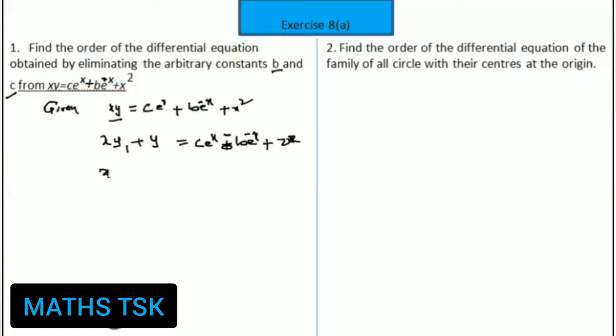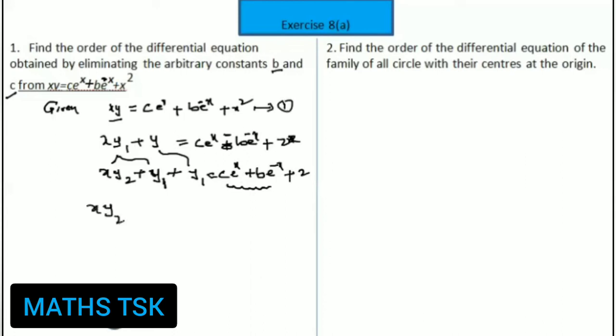Again differentiate, we'll get xy2 plus y1 into x derivative 1, and then plus y1 from the derivative of y, which is y1. This is equal to c into e power x derivative, again minus of minus, plus b e power minus x, plus 2x derivative is 2. So what is the value of c into e power x plus b into e power minus x from equation 1?